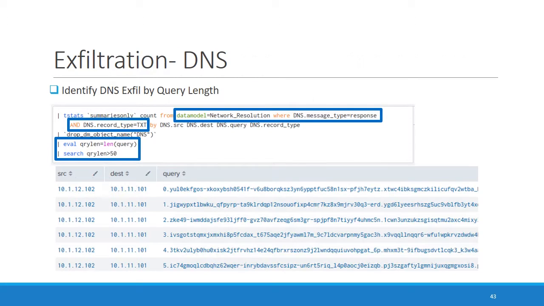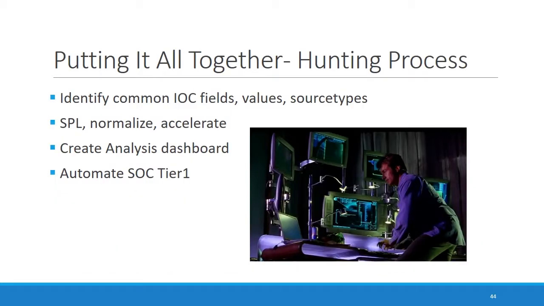All right, now that we've run through our scenario, this is just a review of that process, identifying common IOC fields, values, source types, creating the SPL, normalizing it, accelerating it, applying that search logic to our analysis dashboards, and this is all in the hopes of automating the SOC Tier 1 analysis.